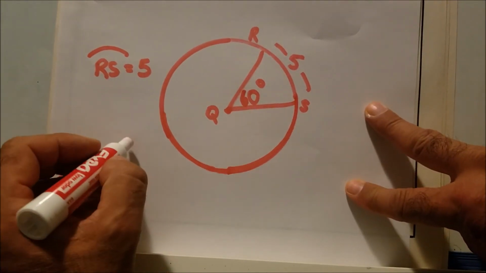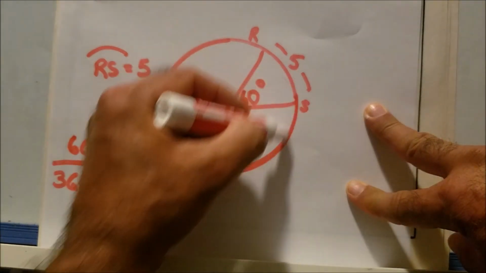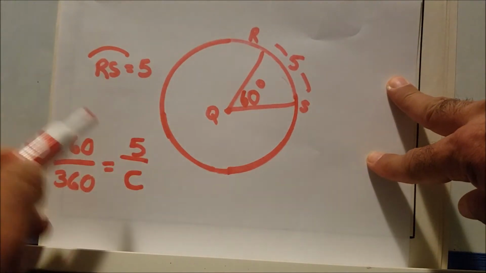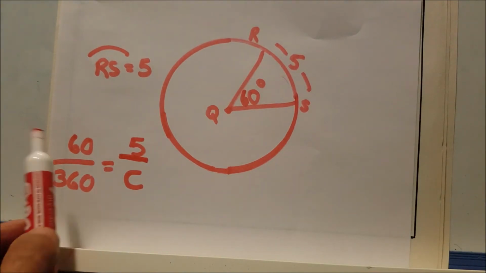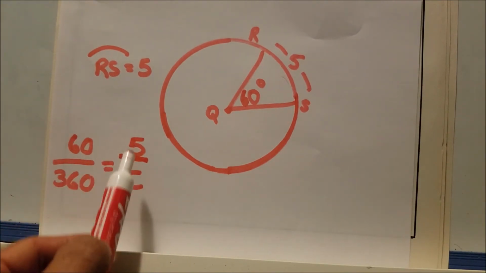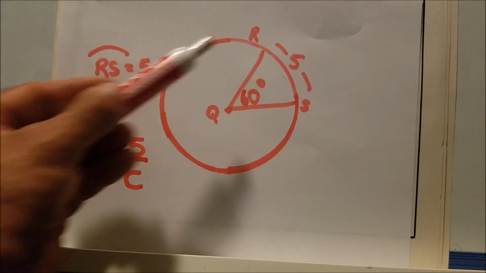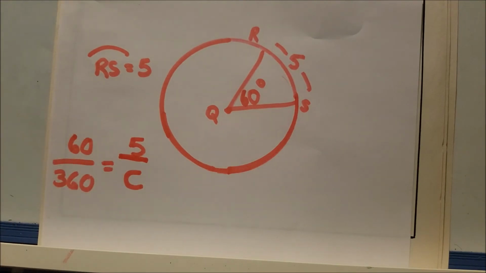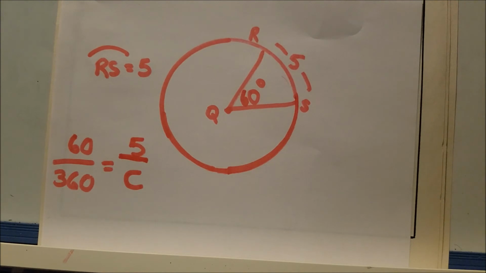So we can say 5 over the circumference. Remember, the circumference is the entire length of the circle. That's the circumference. It's like saying perimeter. So here we have a part and we have a total. We have the part of the degree and the total degree, the part of the length and the total length. And we put C because we don't know what it is. So that's how you would set these questions up.